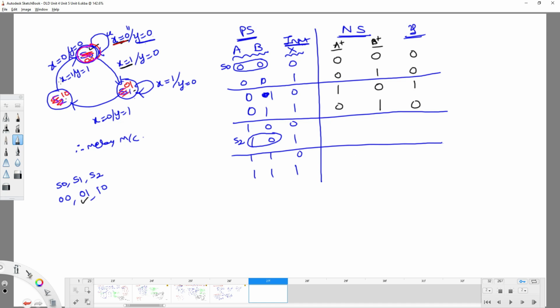Similarly, for 1 0, on 0 you are moving for 0 0 and producing output as 0. Similarly, for 1 0, on 1 you are moving for 0 0 again and you are going to produce the output as 1. And what about the states for 1 1? Not mentioned. Not mentioned means you have to take them as don't care, right?